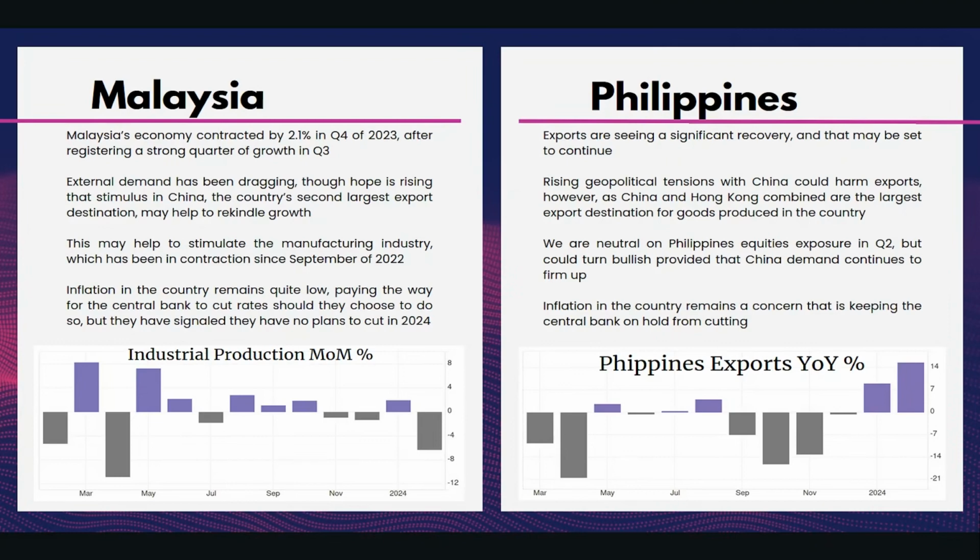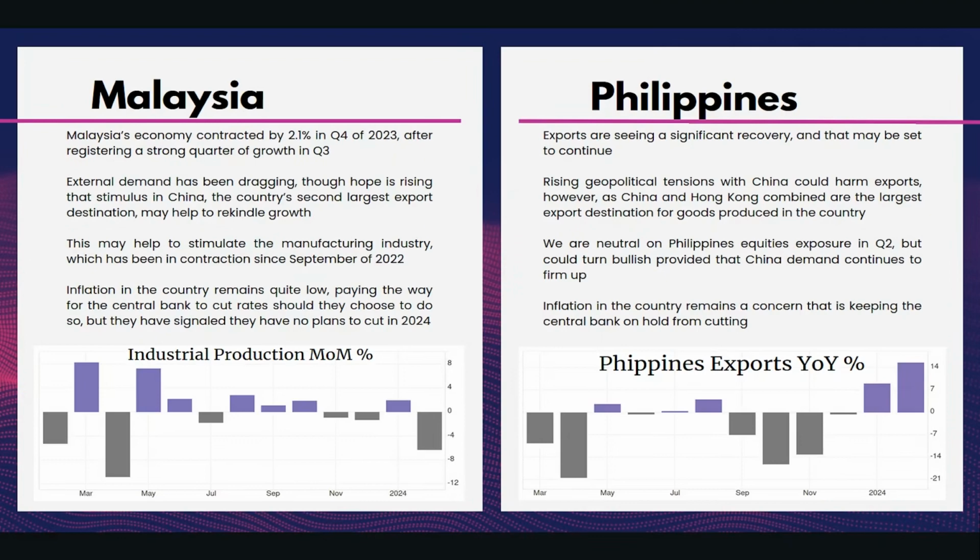We look at the potential for this to become more bullish if those geopolitical tensions with China do not rise, and if China, like Malaysia, is able to continue to stimulate their economy in ways that translates to the numbers. I would say we're more constructive on Philippines than Malaysia, still long-term constructive on Philippines, and still cautious on Malaysia long-term until we see that turnabout. The other thing is inflation in the Philippines remains a concern. That's likely to keep the central bank on hold for now.